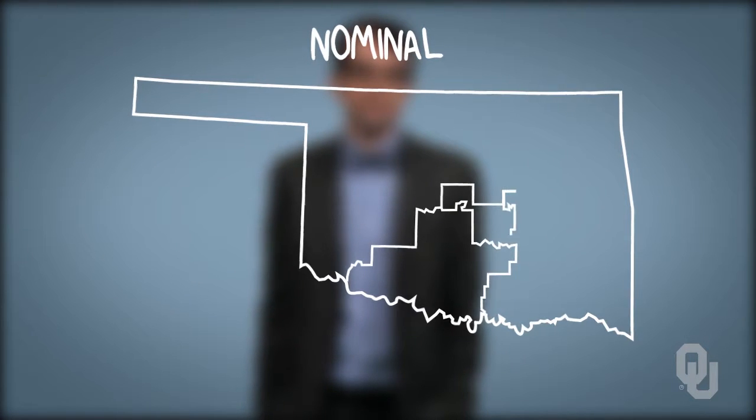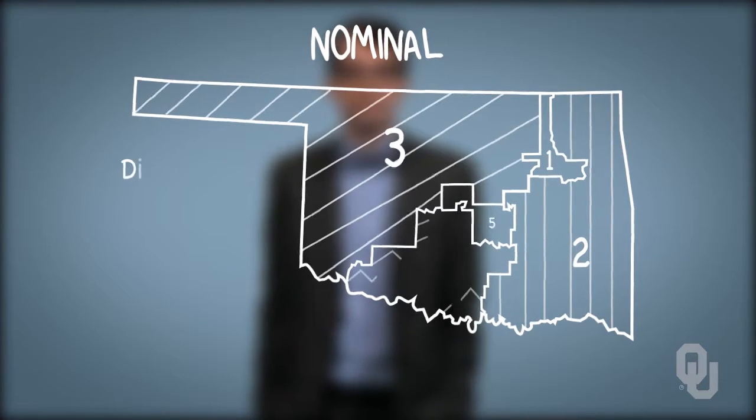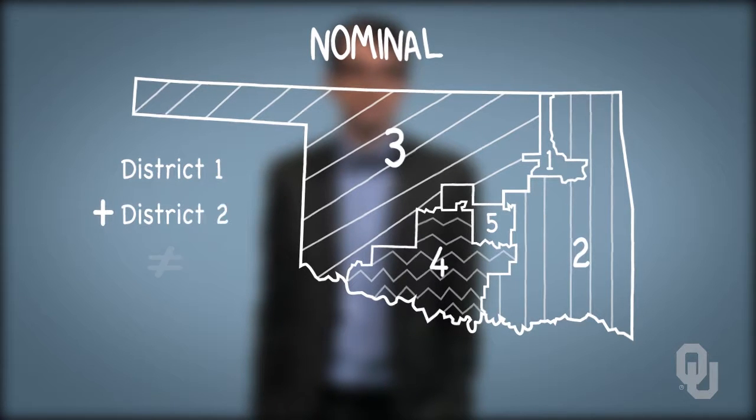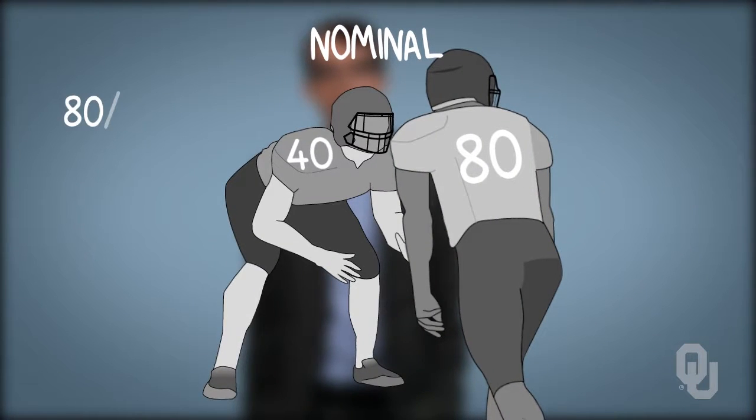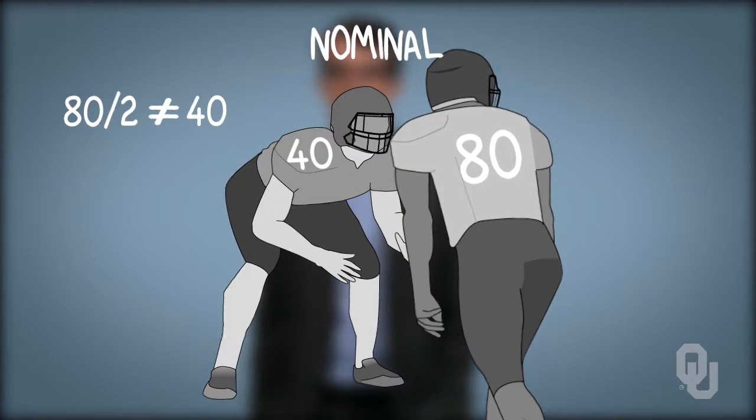Consider the congressional districts in the state of Oklahoma. District 1 plus District 2 doesn't equal District 3, nor is any order implied. District 1 is not necessarily bigger or more populous than District 2, same with District 3, and so on. And the same is true with the football jerseys. 80 divided by 2 doesn't equal 40 here, nor is a player wearing the jersey 80 better than one wearing 40, or vice versa. Even if the jersey numbers represent positions on the field, those positions are just categories.